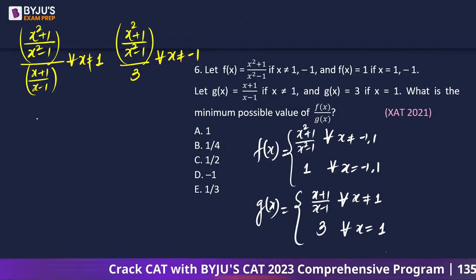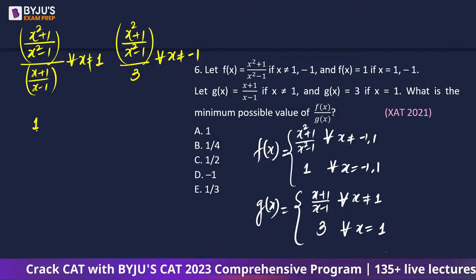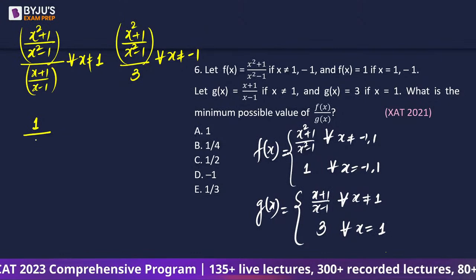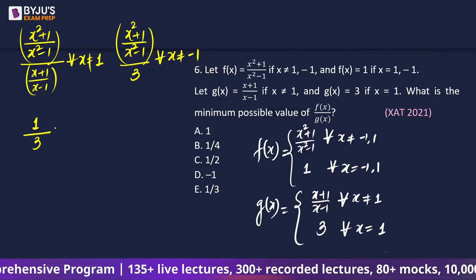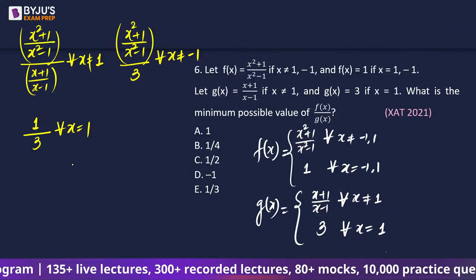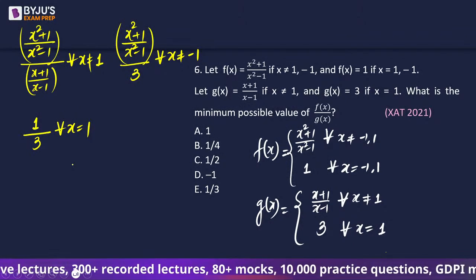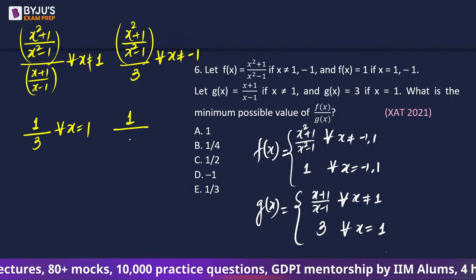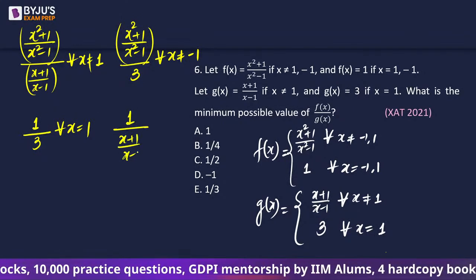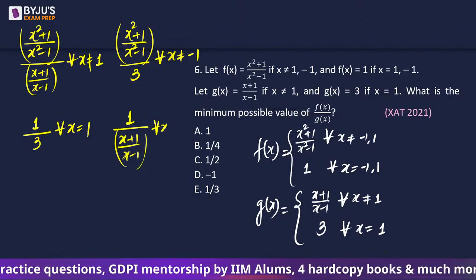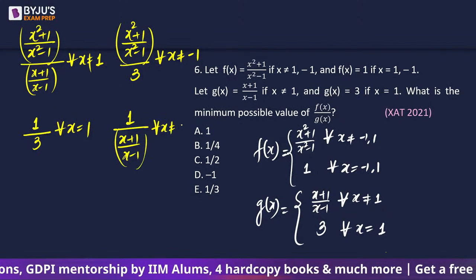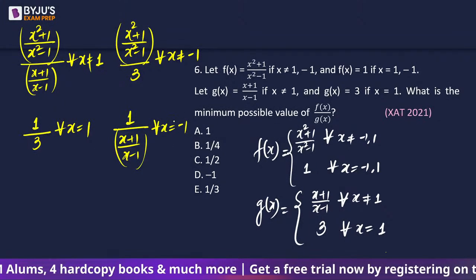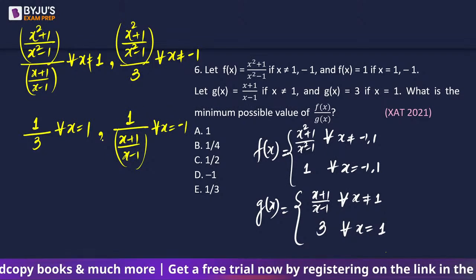Right? The next possibility is f of x is 1 and g of x is 3. This happens when x is equal to 1. And the next one is if f of x is 1 and g of x will be x plus 1 upon x minus 1 when x is equal to -1. I hope all these 4 cases are understood.